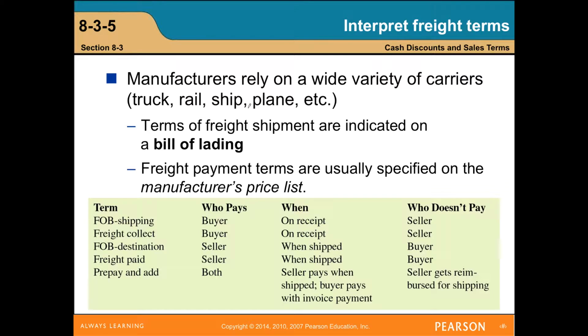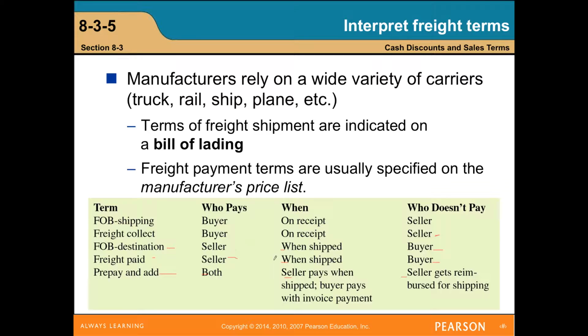So here we have a pretty good chart for you all to keep. The term FOB shipping, the buyer pays on receipt, and who doesn't pay is the seller. For freight collect, the buyer pays on receipt, seller doesn't pay. FOB destination, the seller pays when shipped, buyer doesn't pay. Freight paid is paid by the seller when shipped, the buyer doesn't pay. Prepay and add, both pay. Seller pays when shipped, buyer pays when the payment is invoiced, and then the seller gets reimbursed for shipping.